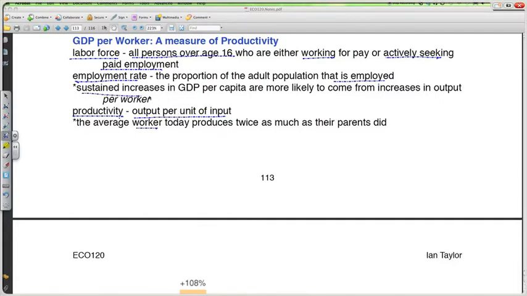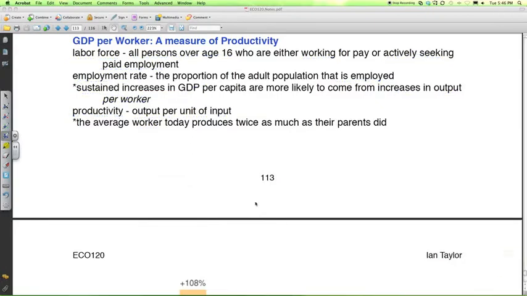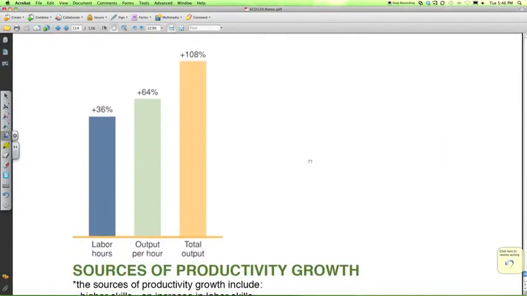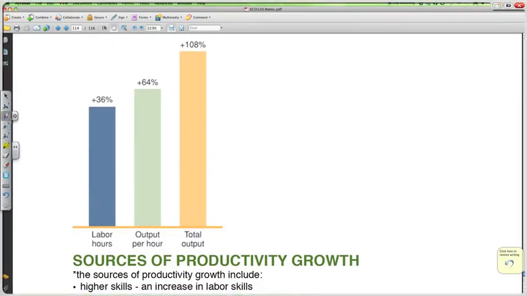If we want sustained increases in GDP per capita, it's usually going to come from increases in output per worker. So when we increase productivity, we get increases in GDP per capita. And if we look at the change in total output based on labor, it's a combination of the increased amount of labor hours worked plus our productivity. That would give us our total change in output.